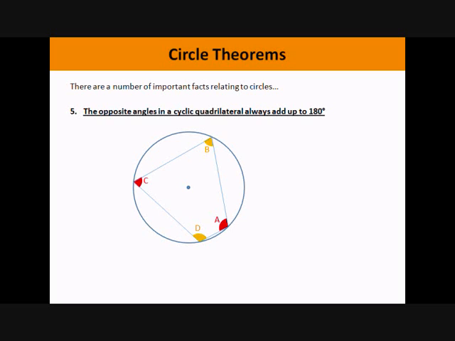And the property that cyclic quadrilaterals have is that opposite angles add up to 180. So for example, A plus C is 180, the two red ones, and the two yellow ones, B plus D, makes 180. So if A is 125, C must be 55, so that they add up to 180. If B is 72, then D must be 108, so that they add up to 180.